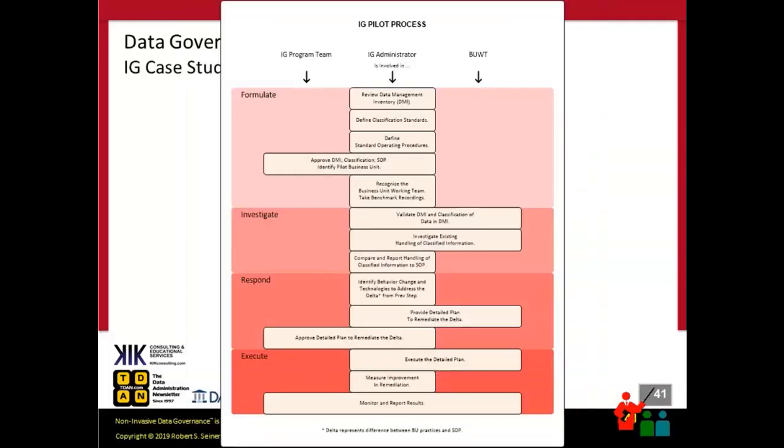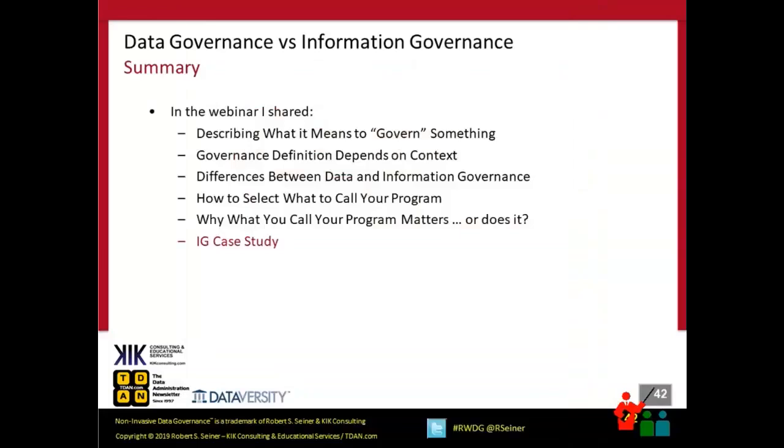One last picture here just showed an example of what the activities are that we did with each of the pilot groups within this information governance program, and when the IG program team was involved, when the administrator was involved, which was all the time, and then the business unit working teams when they were involved as well. So I hope these give you an idea as to what information governance meant to one organization. And if you have other information, please share that.